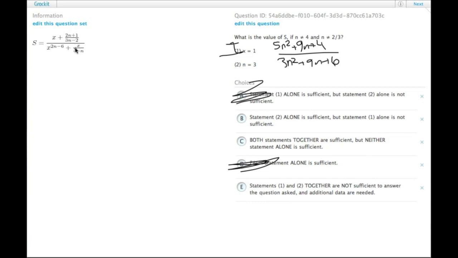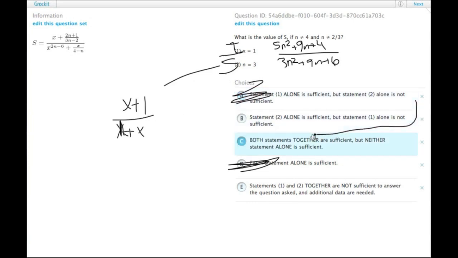And then the denominator also ends up canceling each other out, and we end up, I guess I'll put it over here, it ends up simplifying to being x plus 1 over 1 plus x. Whoops, 1 plus x, which is equal to 1. So having n, the other parts all cancel each other out sufficiently that we're able to determine the actual value. So statement 2 is sufficient. Answer choice B.